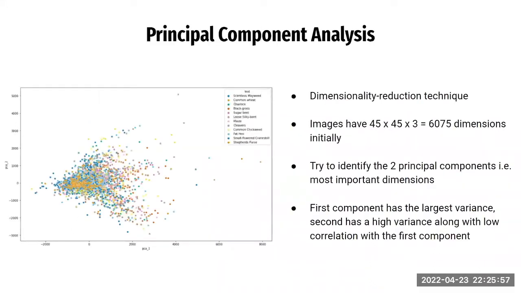Next, we also used principal component analysis to reduce the dimensionality of our dataset while still maintaining most of the key information present in the original set. Initially, the dataset had 6,075 dimensions. We then tried to reduce it to around 2 dimensions. The important concept here is that these dimensions should be the principal components and represent the key characteristics of the dataset. This is done by first selecting the dimension having the highest variance, and by then selecting another dimension having high variance, which is not correlated with the first.